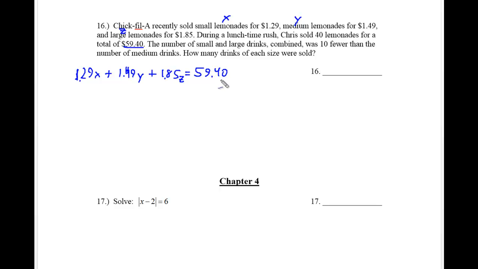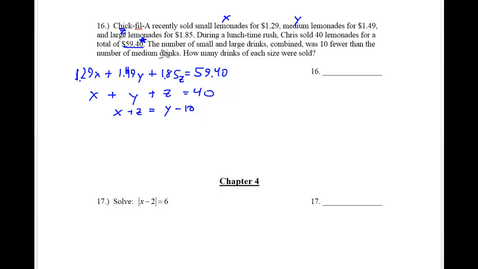So what we need to do is figure out the correct number of smalls, mediums, and larges to make that $59.40. It says Chris sold 40 lemonades during that rush, so we do know that x plus y plus z is equal to 40. Well, this gives us 2 equations but 3 unknowns, so we need another equation, and it starts right here. It says the number of small and large drinks combined, so x plus z, equals 10 fewer than the number of medium drinks.